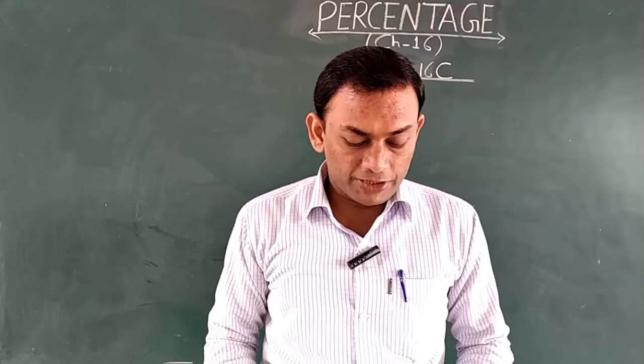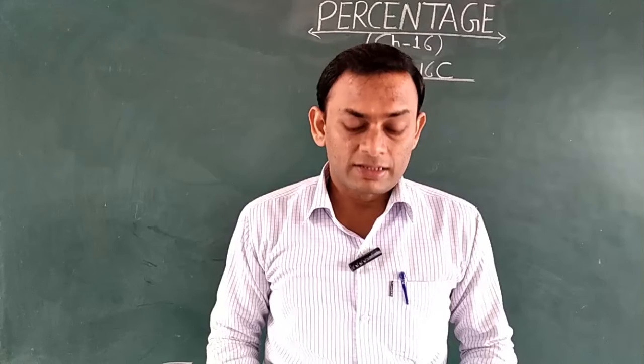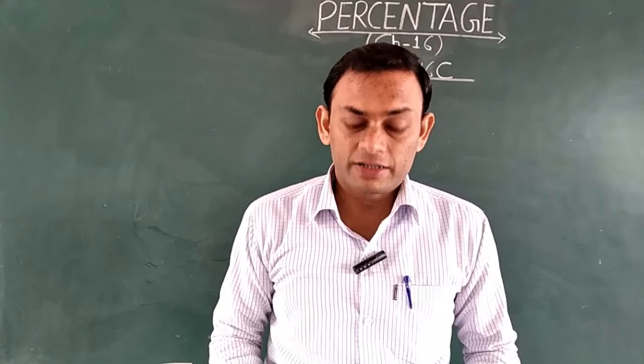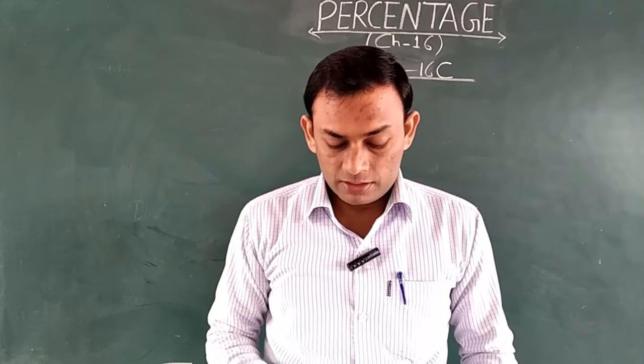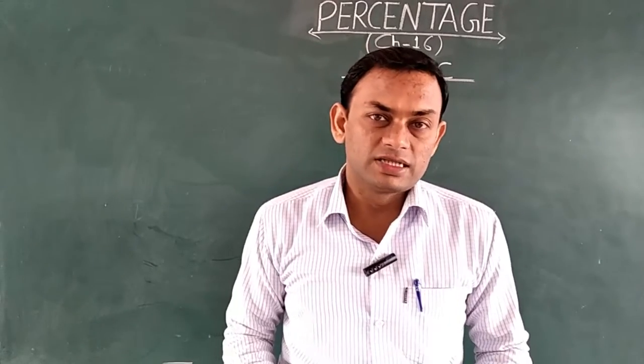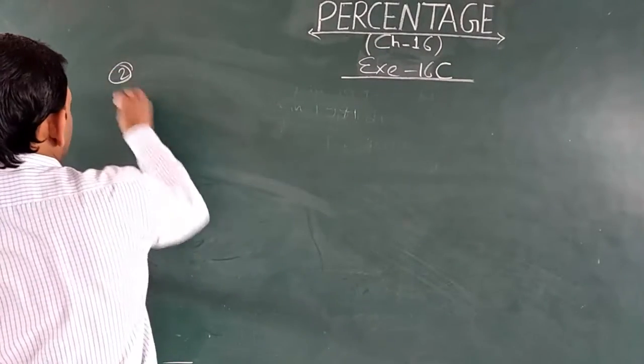The population of a small locality was 4,000 in 1979 and 4,500 in 1981. By what percent had the population increased? We have to find the increased population. This is question number 2.